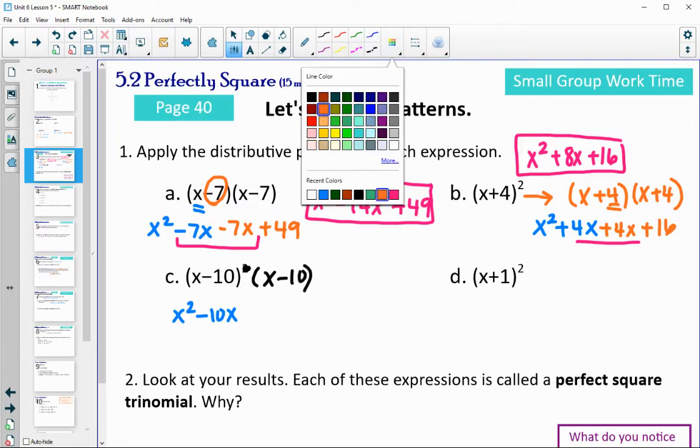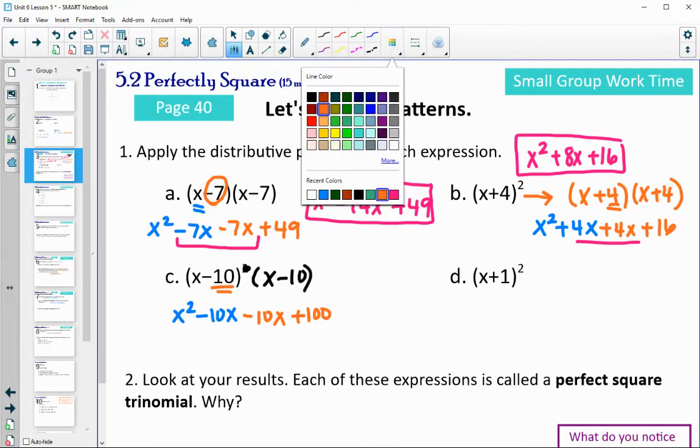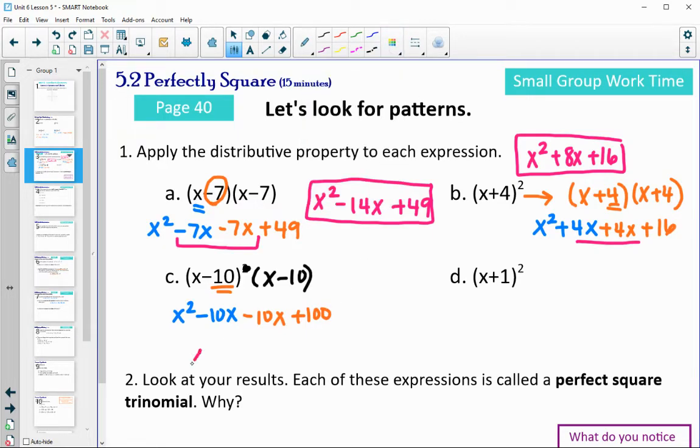Then we'll multiply the -10 into both pieces. So we'll do this. -10 times x is -10x. -10 times -10 is positive 100. We'll combine our like terms. So we have x squared, -10x plus -10x is -20x. And then we have that plus 100.